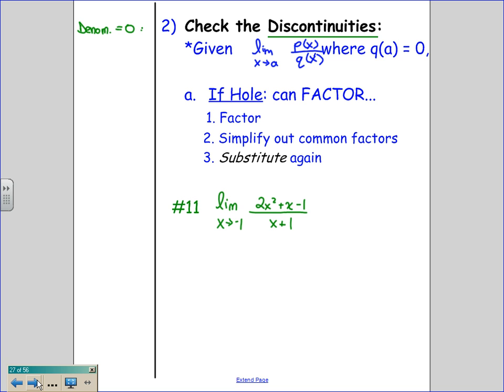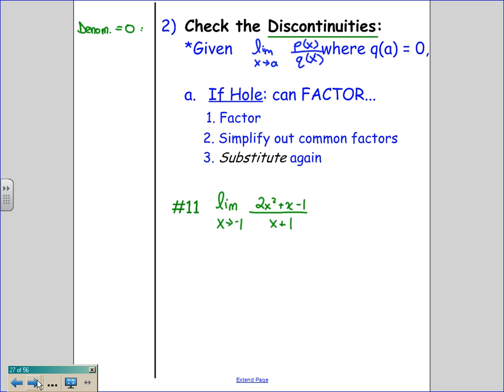What happens, first of all, if I plug in and my denominator is 0? Well, if I plug in and my denominator is 0, does that mean there's no limit? Can't there be a limit that exists even if there's a hole? So I can't just stop.